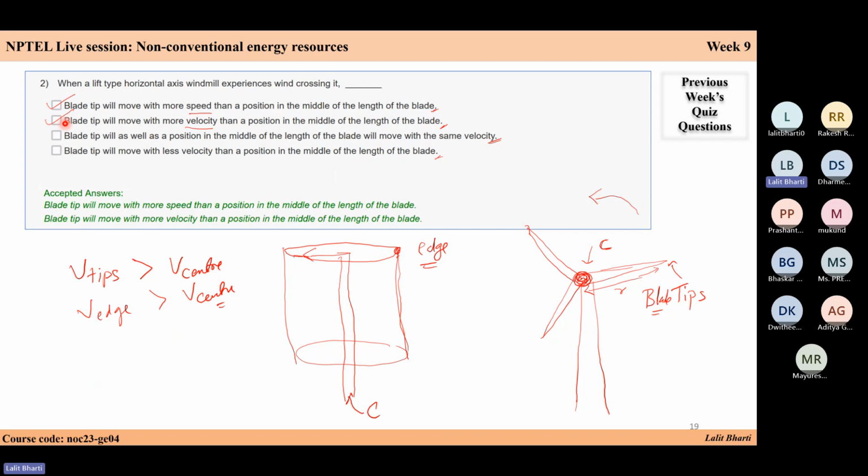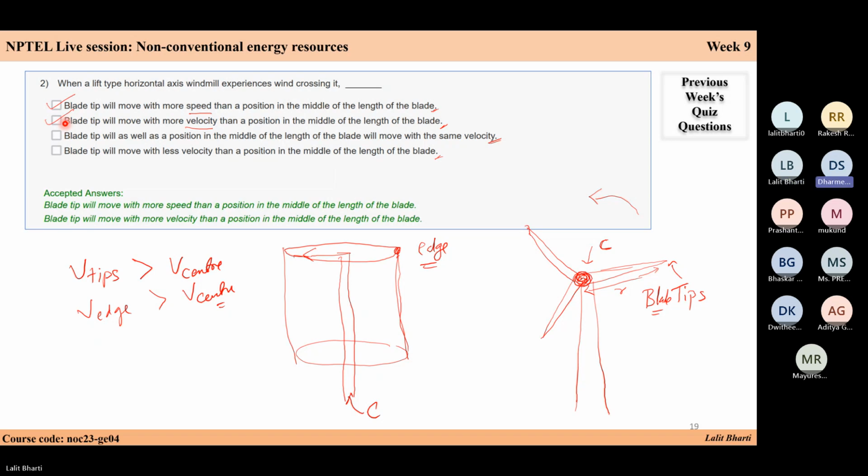Then we have the next question on windmill. The time is 7:50, so let us take a break of 10 minutes. Sir, at 8 p.m.? The third question of the previous week. May I read the question, sir? Yes, yes.